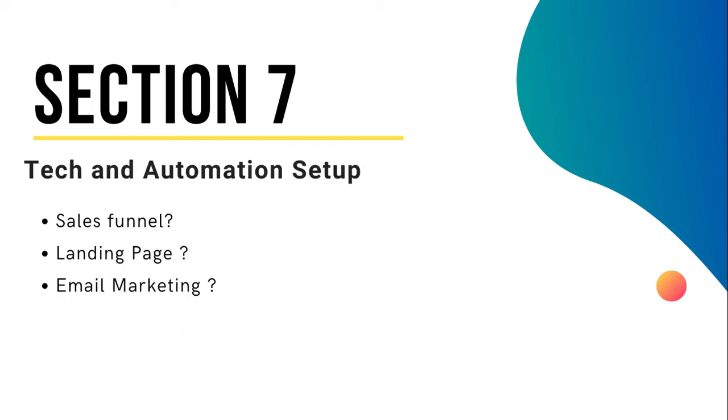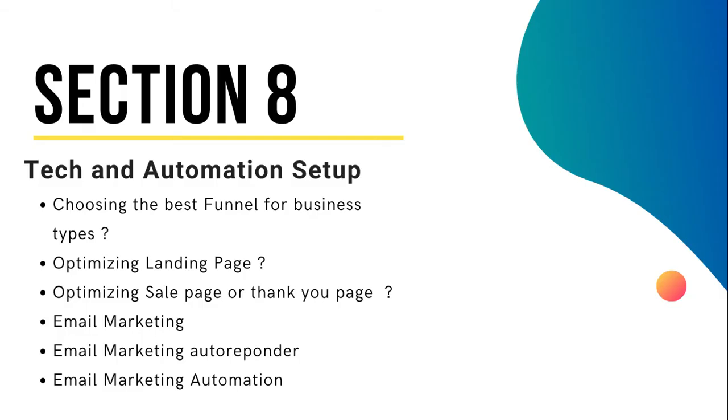Section 7 is tech and automation, the sites and apps we use. Lesson 1 is programs for the full sales funnel, lesson 2 is programs for building the landing page, and lesson 3 is programs for email marketing.